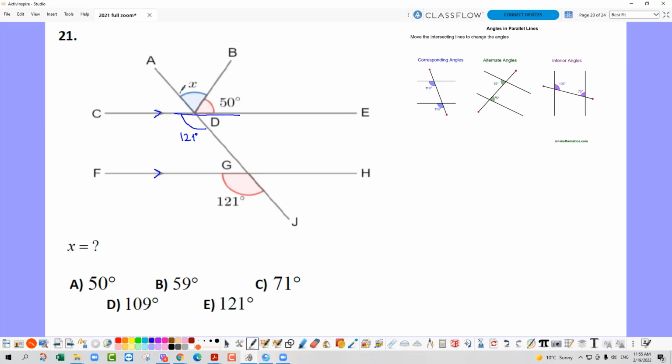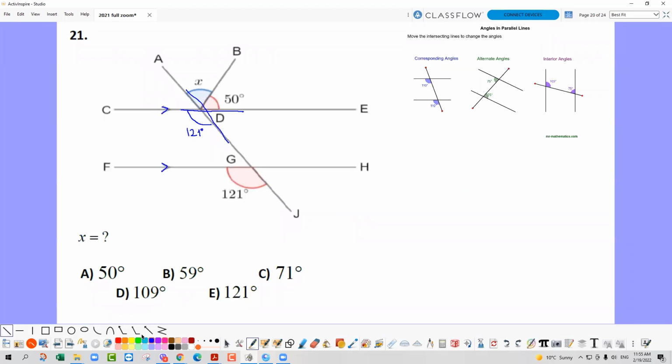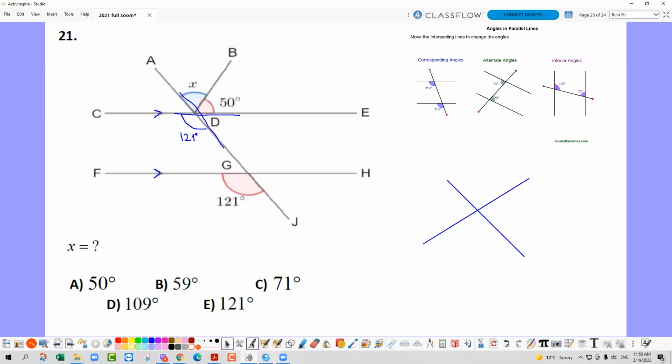Here, this angle and this angle are equal to each other. It's not written here, but if we do this kind of cross, the opposite angles are equal to each other, which are called vertical angles. So if this angle is x, this angle is also going to be equal to x. I mean, if this angle is a, this angle is also a.